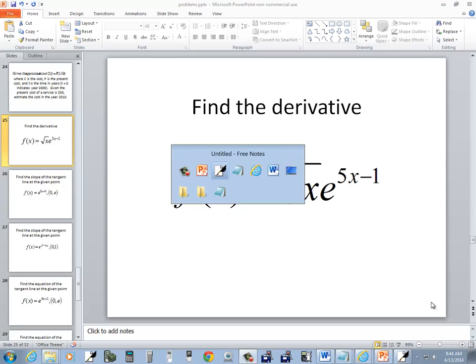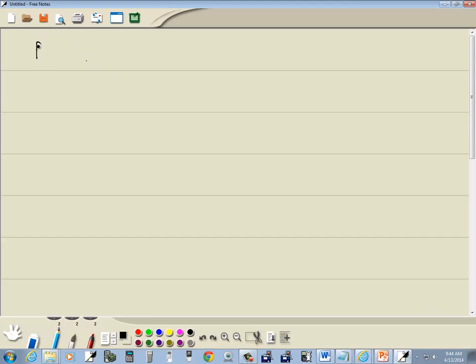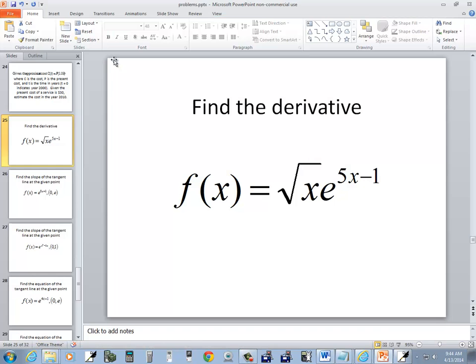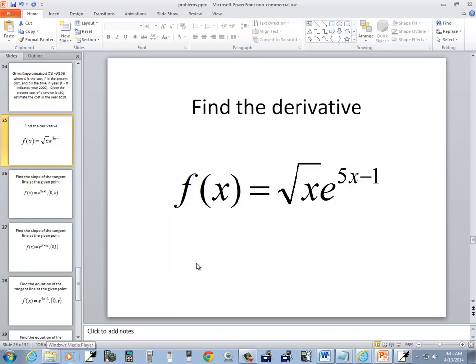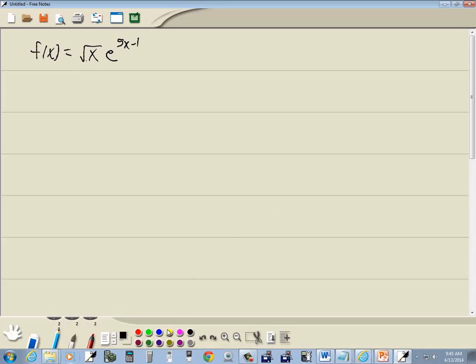Let's take a look at this problem. We've got f of x is equal to square root of x times e to the 5x minus 1 power. And let me write that a little bit better. I thought that was a whole lot better. Okay, and we want to find the derivative.